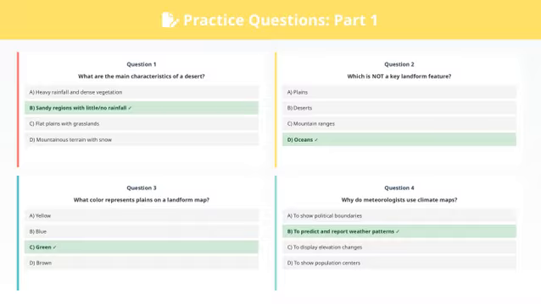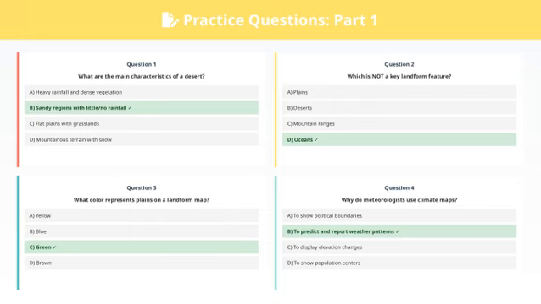Next, we have a question about landform features. Which one is not a key landform feature? The answer is D, oceans. While oceans are significant geographical features, they are not classified as landforms. Instead, landforms include features like plains, deserts, and mountain ranges, which are land-based features that shape the Earth's surface.